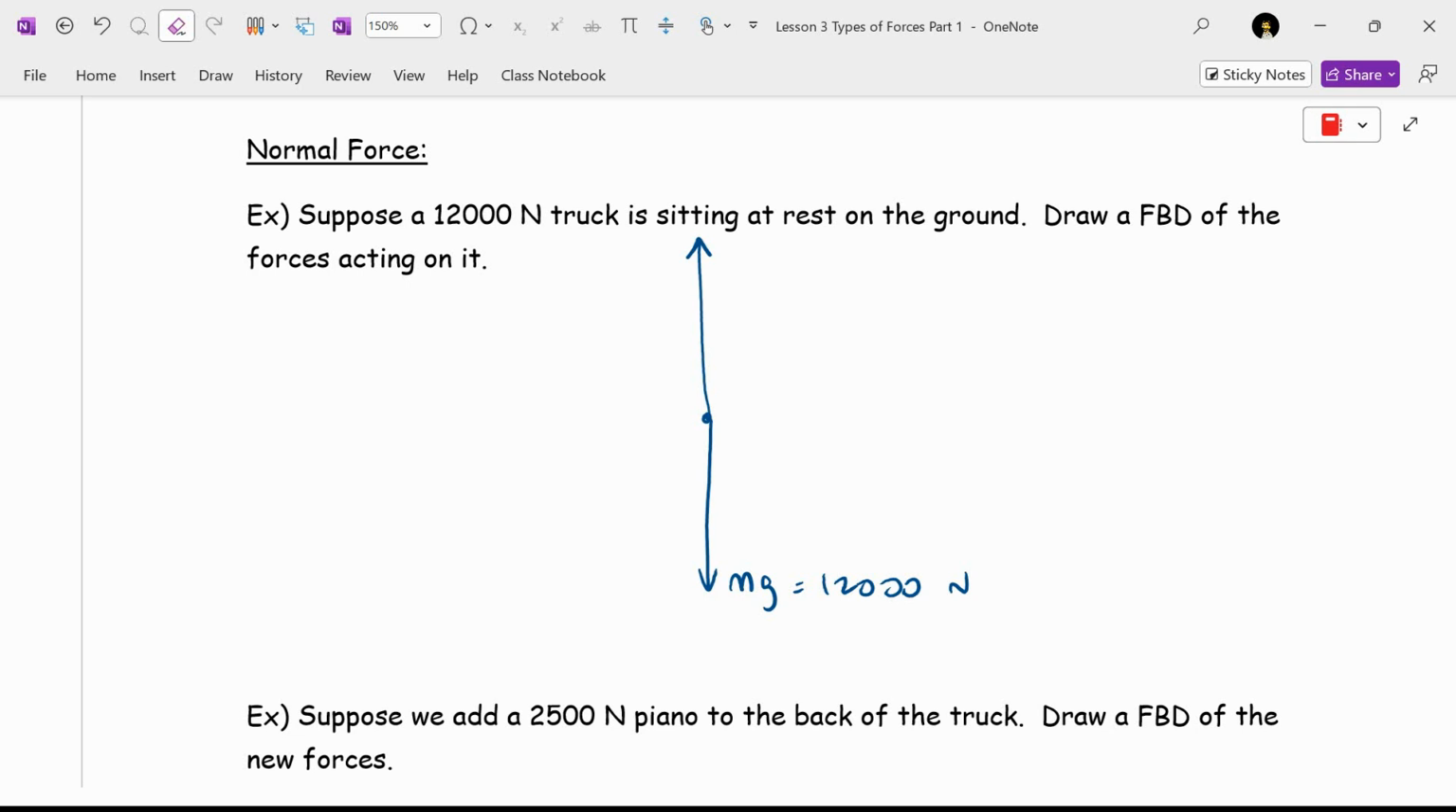Anytime a surface prevents you from sinking into it, so all of you right now, can you do me a favor? Lift your feet up into the air. Seriously. Can you feel the chair preventing you from sinking into the chair now? Or if I'm standing right here, I can feel the ground pushing up through my feet, preventing me from sinking into the ground. Or if I push against this wall, I can feel the wall pushing back on me. Any surface that prevents you from sinking into it, we call all of those the normal force. We would call this Fn, and it would be 12,000 newtons.